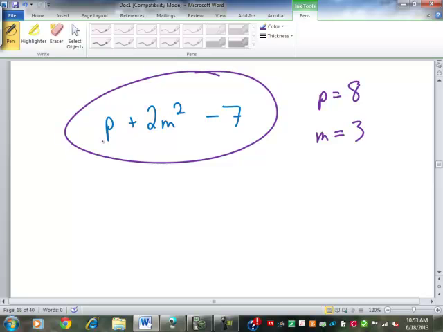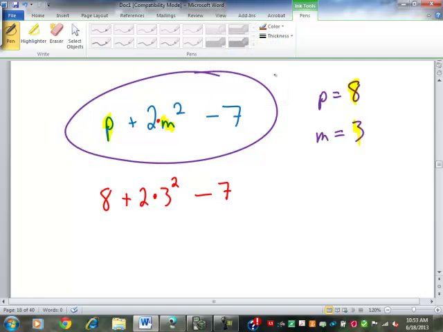Well, now these letters, the P and the M, are no longer variables. We know what they are now. We have numbers for them. So we can rewrite this, replacing those with their values. Instead of P, we'll write 8 plus 2. Instead of M, we'll write 3. So instead of M squared, it is 3 squared. Now we have to remember this 2M squared is really 2 times M squared. So this is 2 times 3 squared, and we have the minus 7.